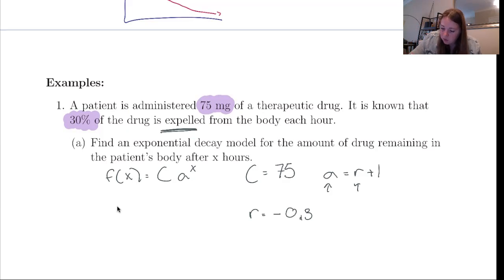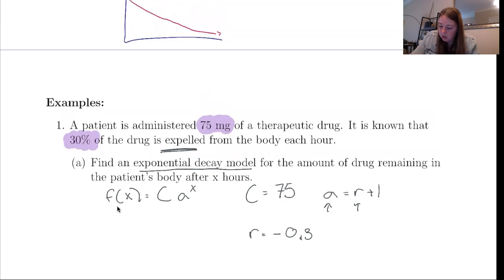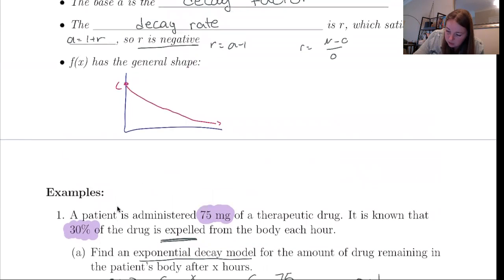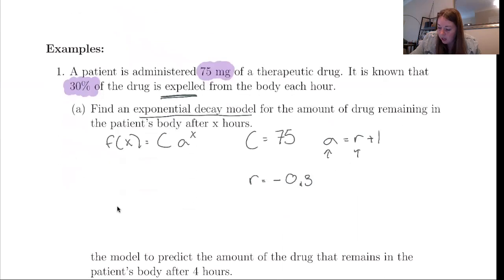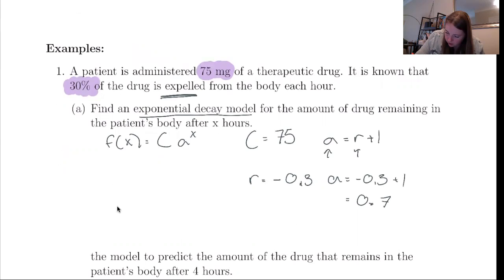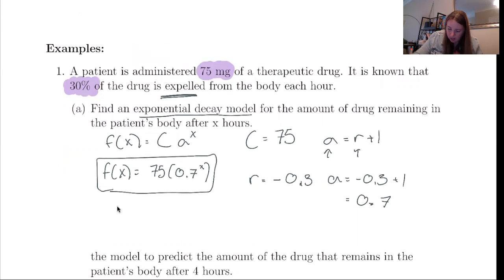We also know that because we're told to find the exponential decay model, and we just discussed how R is always going to be negative. So I see a percent, smack a negative in front when we're talking about exponential decay. All right, so then we'll go over here and say A is negative 0.3 plus 1. So A is going to be 0.7. So that f of x, I'm going to put everything together. 75 times 0.7 to the x. And that is our decay.